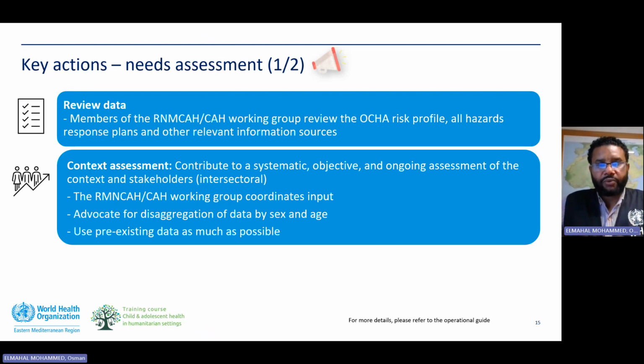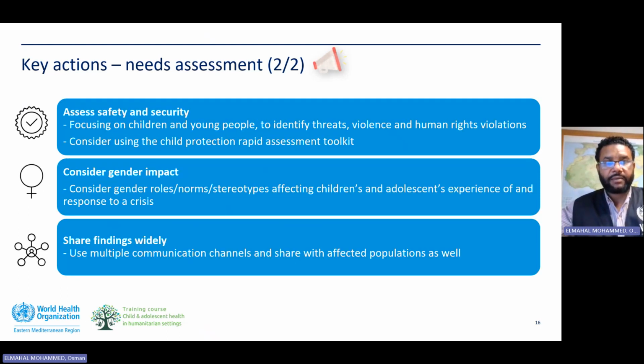Members of the working group need to review the OCHA risk profile, the all-hazard and response plan, and make sure that the data represent child and adolescent health very well. Then we do some sort of context assessment, contributing to a systematic, objective, and ongoing assessment of the context and stakeholders. The child and adolescent health working group coordinates the input, advocates for disaggregation of data by age and sex, and uses pre-existing data as much as possible. So it will act as a subject matter expert in order to make sense of the data that will be collected and how this could be linked with the prioritization data.